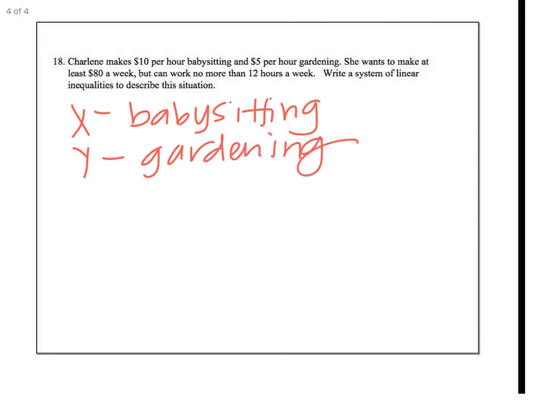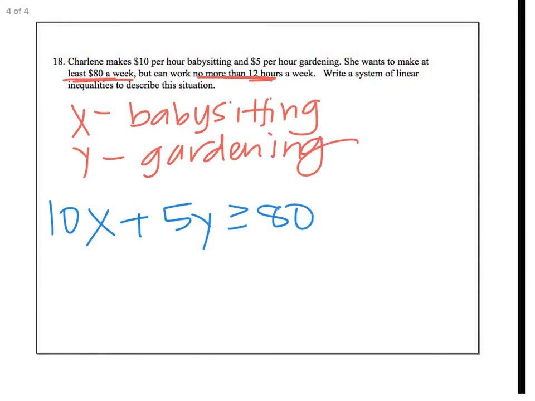And let's see, we have two limits here. She wants to make at least $80. That's the first thing, but can't work more than 12 hours. So let's look at just the money she makes. So for the first part, she makes $10 an hour babysitting and $5 per hour gardening. So the way I show that is 10x, $10 for every hour babysitting, plus 5y, the money gardening, which is $5 per hour gardening. She wants to make at least $80 a week. So she's happy if she makes 80, but she's also happy if she makes more than that, so greater than or equal to 80.